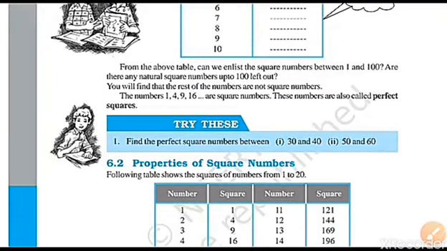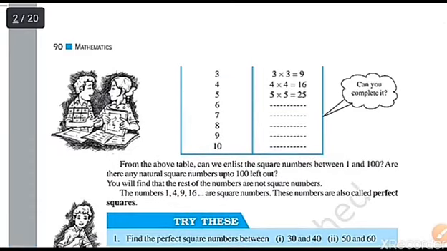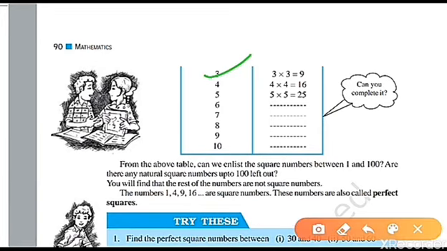Hi everyone, in this video we are going to discuss properties of a square number. Last time we discussed how to find the square of a number. Here you can see, to find the square of 3 you have to multiply 3 by itself, then you will get 9, and 9 will be the square of 3.